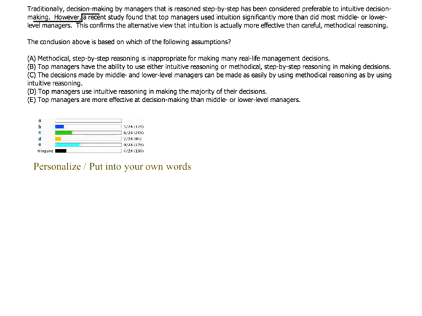The argument starts there, so basically it's just top managers use intuition more often than lower level managers do. So the argument concludes, if I'm talking to someone, like John is telling me, my friend, I read this article. John says, all right, top managers use intuition more. So John says, I think intuition is better. So intuition must be more effective than methodical reasoning.